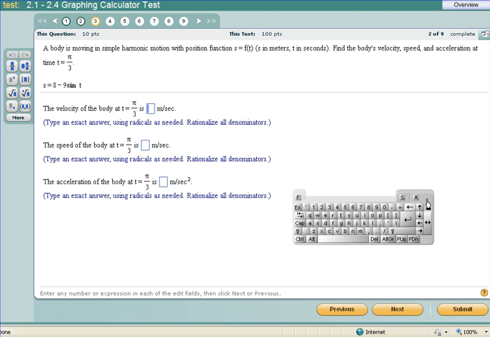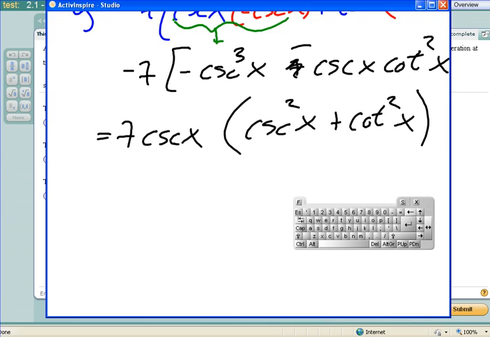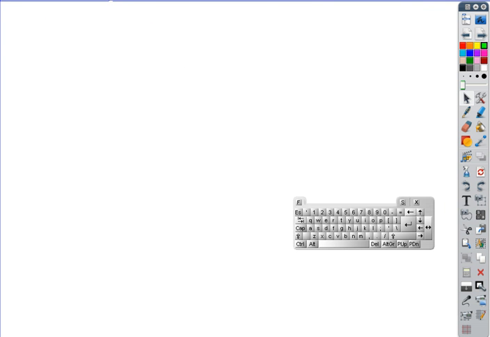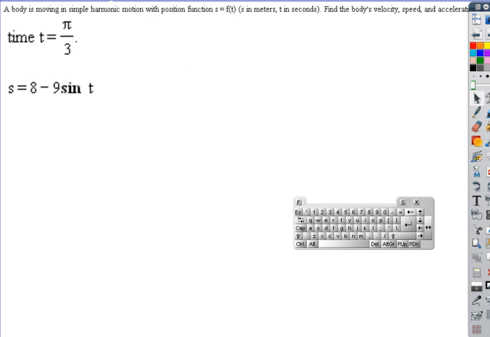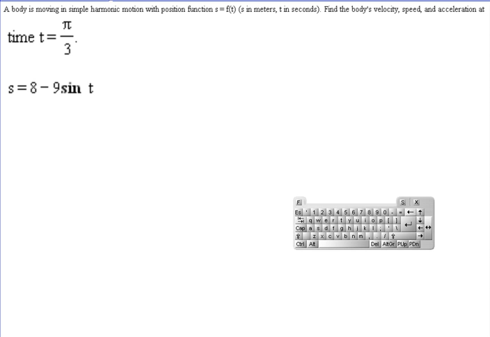Okay. A body is moving in simple harmonic motion with position function s equals f of t, which is just a function of t. So there's our position function, s in meters, t in seconds. Find the body's velocity, speed, and acceleration at time t equals pi thirds. Okay, well, we can do that. We got this.